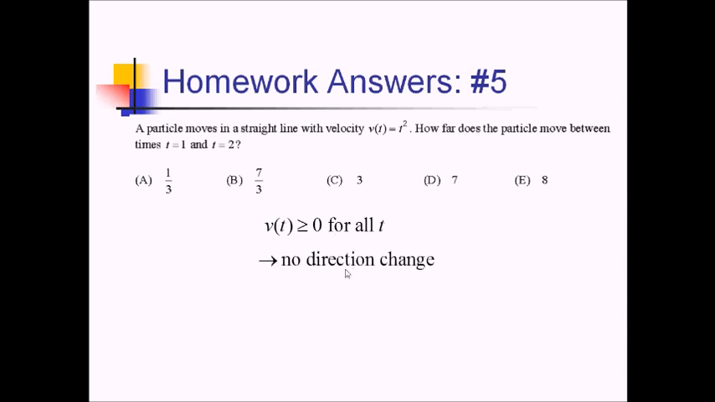And we can just take the integral of velocity from 1 to 2 without any other kind of changes. So going ahead and doing that, antiderivative, I've got 1/3 t cubed, evaluated from 1 to 2. So we have 1/3 2 cubed minus 1/3 1 cubed. This is going to be 8/3 minus 1/3, which is 7/3, giving us choice B.